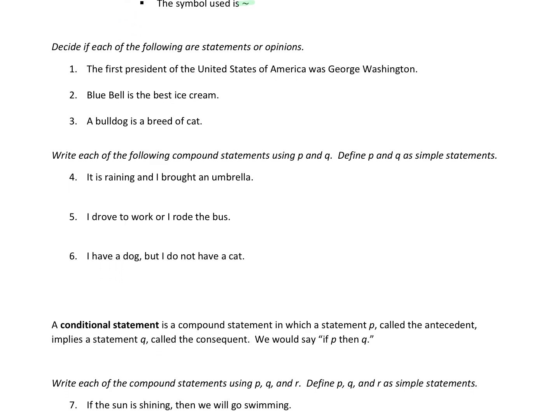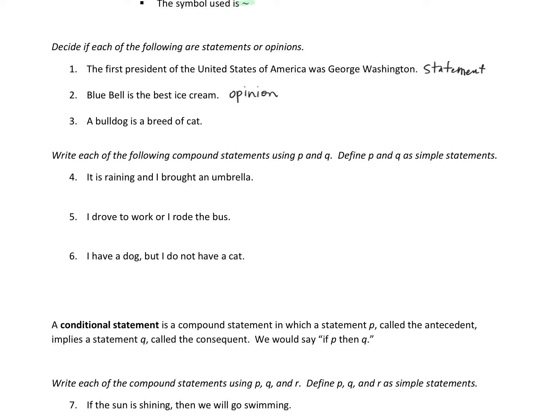So first we have three sentences, and we want to decide if they are statements or opinions. For the first one, the first president of the United States of America was George Washington. That is something that is either true or false. So it's a statement. Bluebell is the best ice cream. That's an opinion. It's neither true nor false. People are going to have varying views.